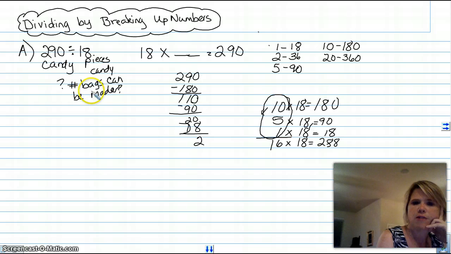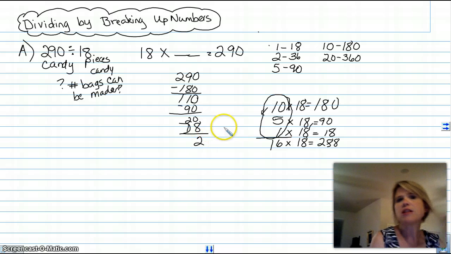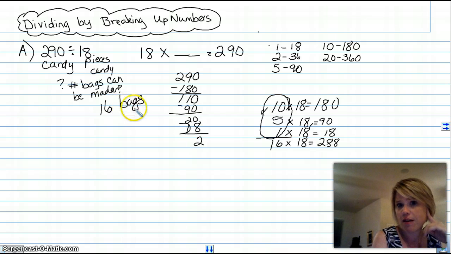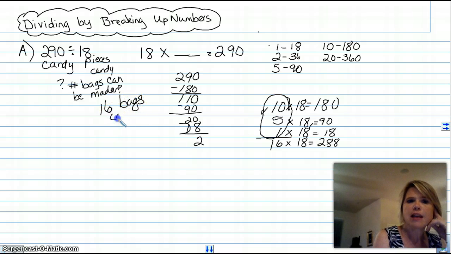What's going to be your answer? What's going to happen with this remainder of 2? Are you going to use it? The question is, how many bags can be made? No, we are not going to use it. Our answer is going to be 16 bags can be made. What if the question would be, how many pieces would be left over? Then the answer would be 2 pieces would be left over.